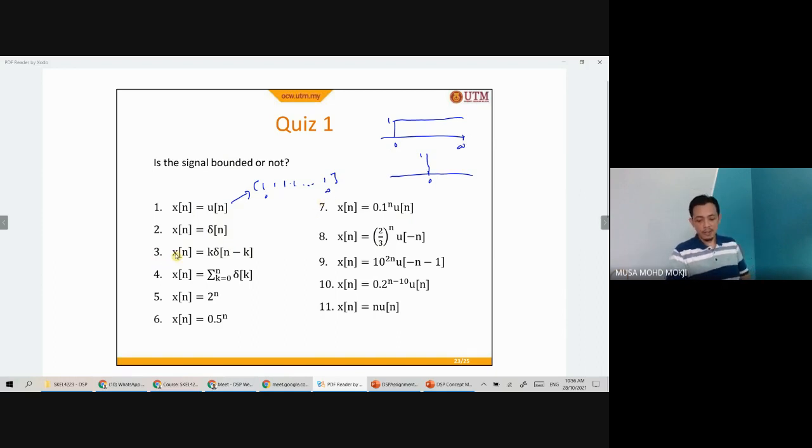Okay, the third one, I'll let you answer this one. Number 3, is it bounded or not bounded? Can you get any infinity value on the y-axis for number 3? Please answer that. We're going to do this, and then we're going to do another one, and then we will end the class.